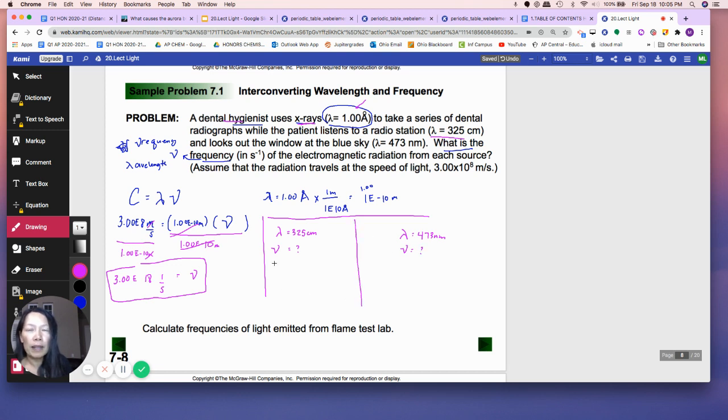Use the same formula: c equals wavelength times frequency. Go ahead and do the problems. Make sure you convert the units so they cancel. Pause the video and do it.